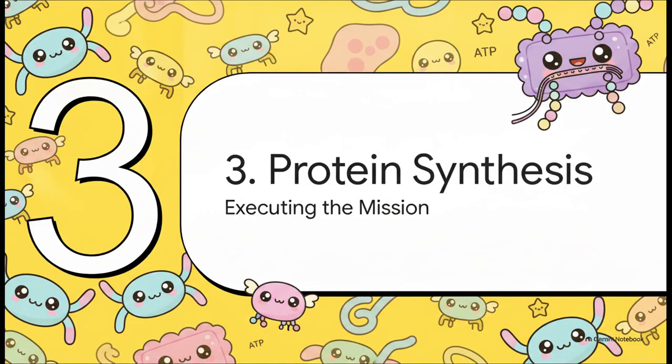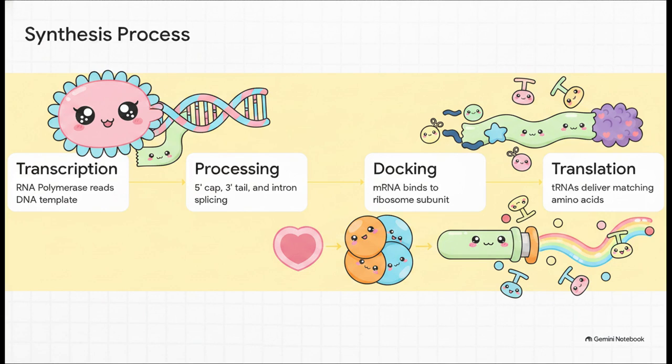Section 3. The protein synthesis process. Let's move on and see how this builds, step by step. We're going to travel smoothly from the nucleus right out into the cytoplasm. It all kicks off in the nucleus with step 1, transcription. Here, RNA polymerase reads the DNA gene template to synthesize a complementary pre-mRNA strand.